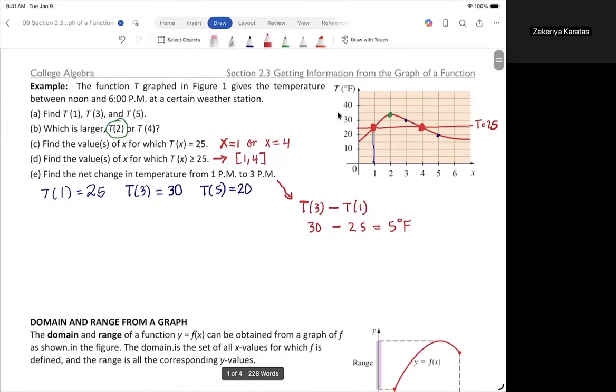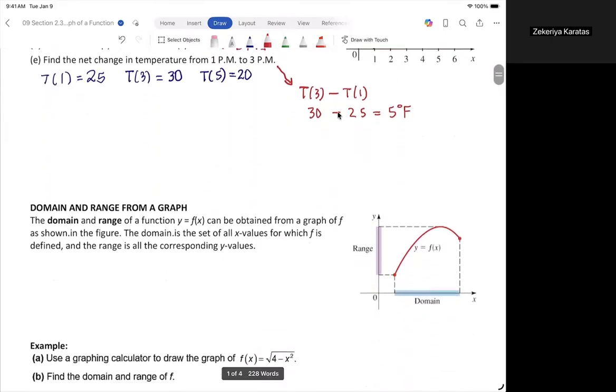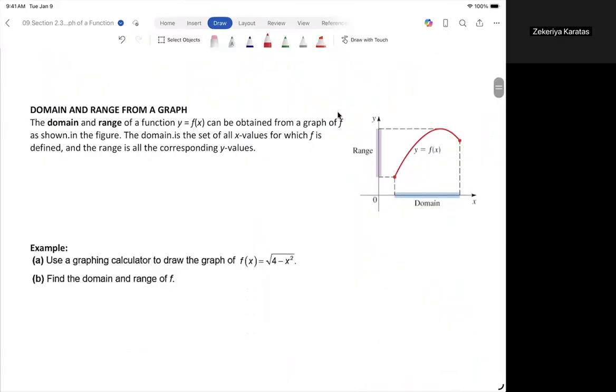Domain and the range from a graph. On the graph, the domain is the x values that the graph covers, and the range is the y values that the graph covers. In this graph, you can simply shade the part the graph covers on the y-axis and shade the part that the graph covers on the x-axis. It's like you're projecting it onto the x-axis and taking that interval.